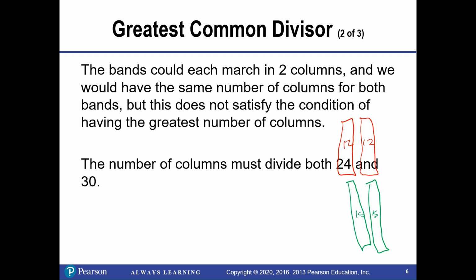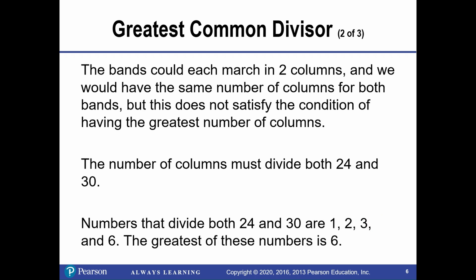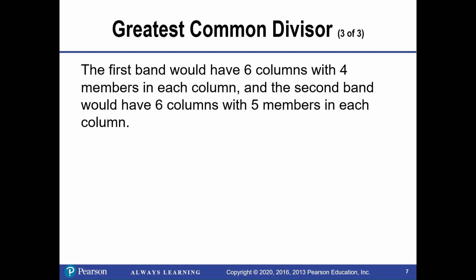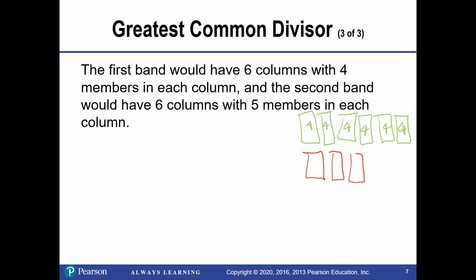So the number of columns has to divide both 24 and 30. And so the numbers that divide both 24 and 30 are 1, 2, 3, and 6, and the greatest of these numbers is 6. So the first band would have 6 columns with 4 members in each. It would look like this. So that's the 24-person band. And then for the 30-person band, we would have 6 columns with 5 people each.